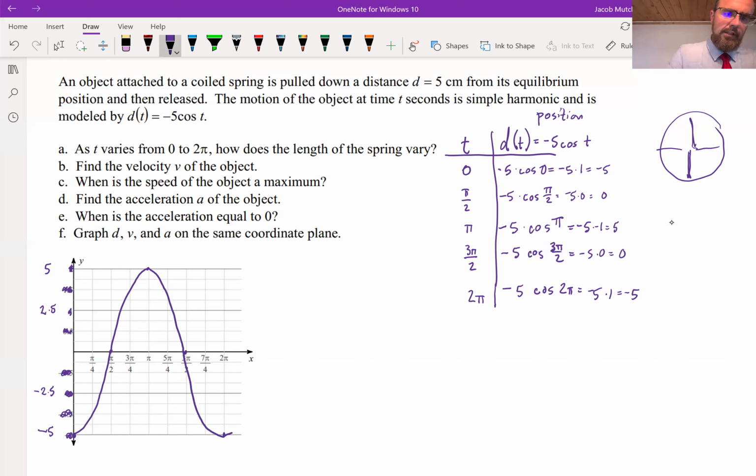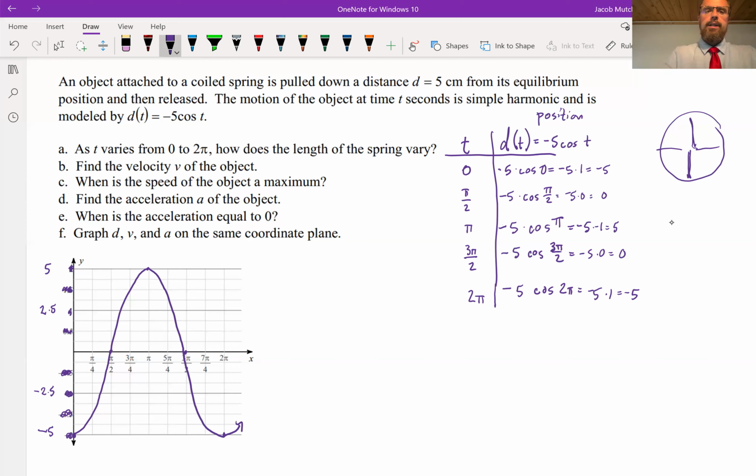And that would continue to go. I'm just going to say that with an arrow down there on the right. So in terms of how the length of the spring varies, it starts at negative 5, bounces back up to 0, rebounds up to positive 5, back to 0, down to negative 5, and so forth. It just oscillates between negative 5 centimeters below equilibrium to positive 5 centimeters above equilibrium.